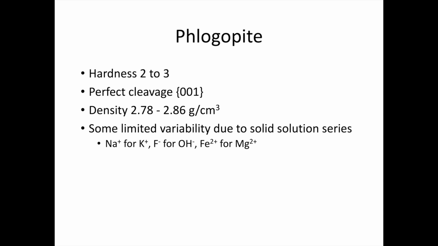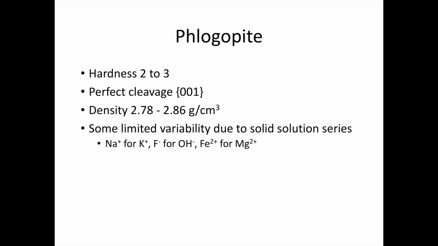And much like muscovite, our Phlogopite has some limited variability due to solid solution series that occur within its structure. You can have a bit of sodium substitute in for potassium, fluorine for hydroxide, iron for magnesium. These substitutions will affect the physical properties of our Phlogopite to some extent, so you can have variability in the density and variability in the refractive indices of our Phlogopite.